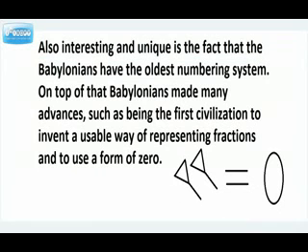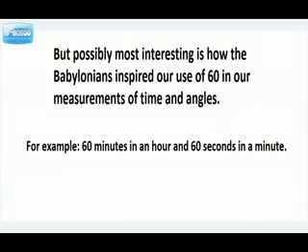Also interesting and unique is the fact that the Babylonians have the oldest numbering system. On top of that, the Babylonians made many advances, such as being the first civilization to invent a useful way of representing fractions and to use a form of 0. But possibly most interesting is how the Babylonians inspired our use of 60 in our measurements of time and angles. For example, 60 minutes in an hour and 60 seconds in a minute.